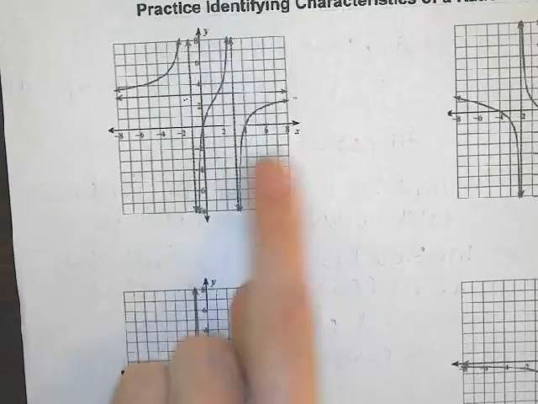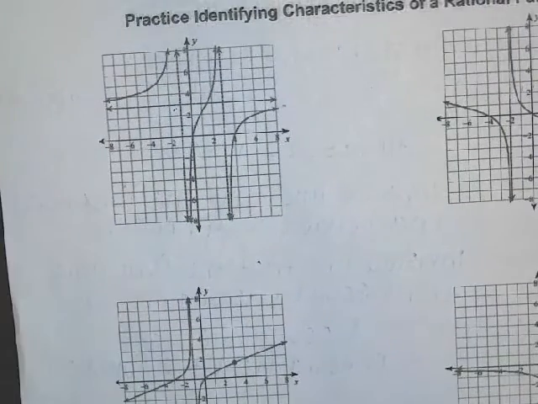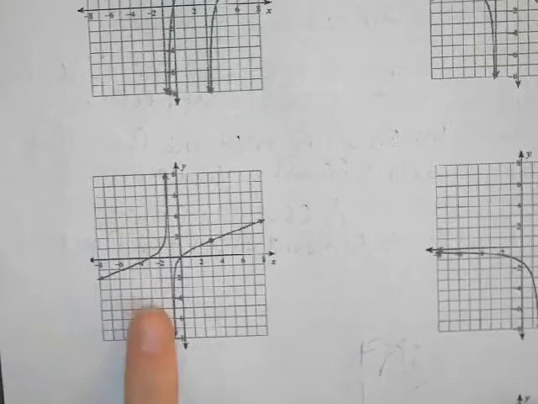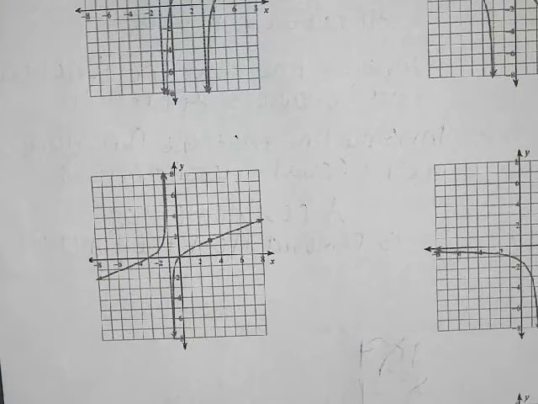Does this first one have a hole anywhere? Do you see some bolded open circle point anywhere? No. Then you don't have a hole, you put the word none. Does this one have a hole anywhere? Yes. You can see it, you give me that point.